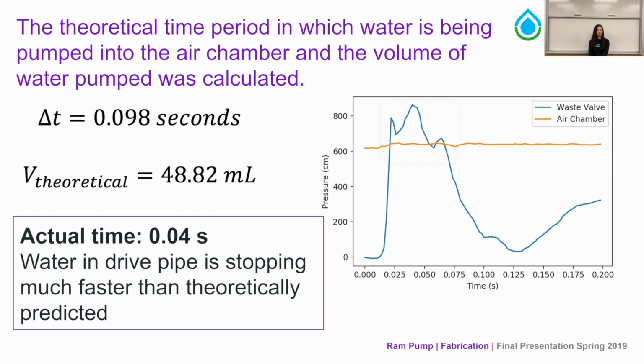However, comparing this with our experimental data, the section in which the waste valve pressure exceeds the air chamber pressure is when water is actually being pumped into the air chamber, and this time period was around 0.04 seconds. So you can see that the actual time was much less than the theoretical time that we expected, which indicates to us that the water in the drive pipe is stopping much faster than we had theoretically predicted. As a result, the volume of water being pumped during each cycle is also much less.